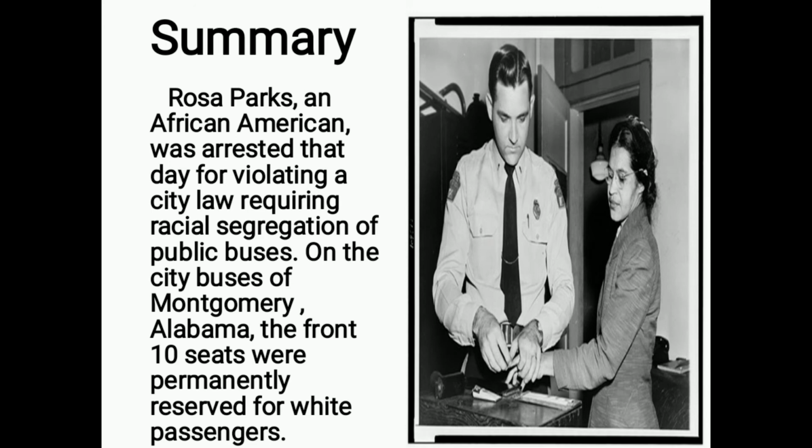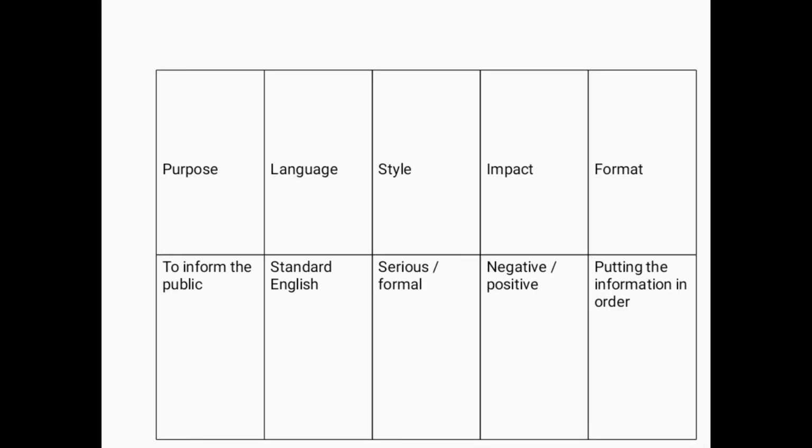Here's a brief summary of the report. Rosa Parks is an African American who was arrested that day for violating a city law requiring racial segregation of public buses on the city buses of Montgomery, Alabama. The front seats were permanently reserved for white passengers. The intended purpose is to inform the public.